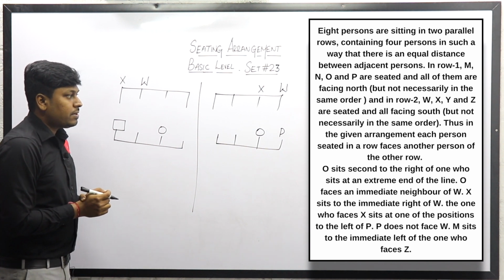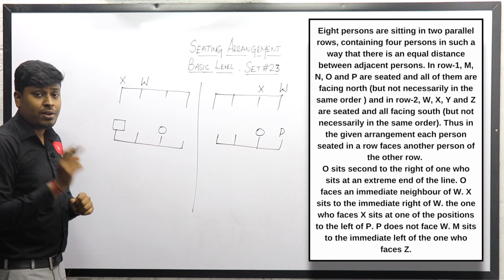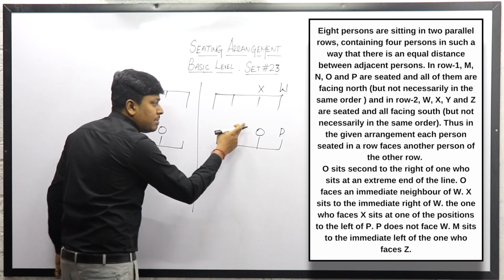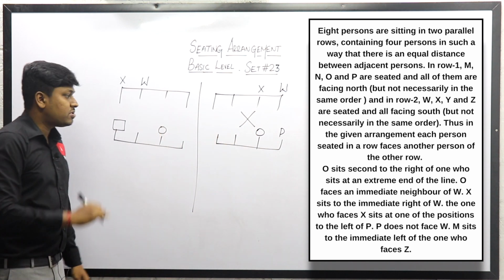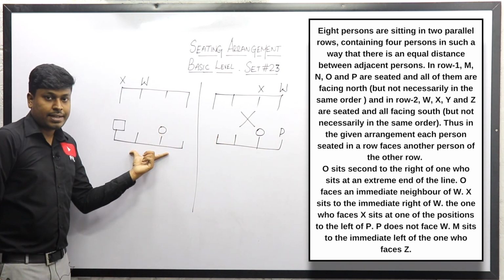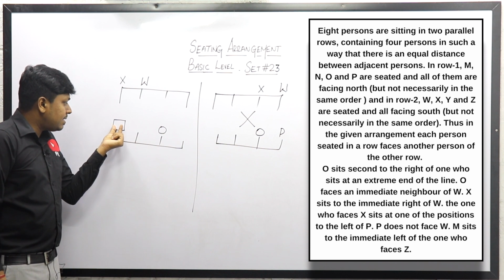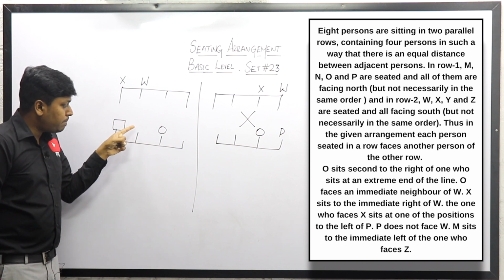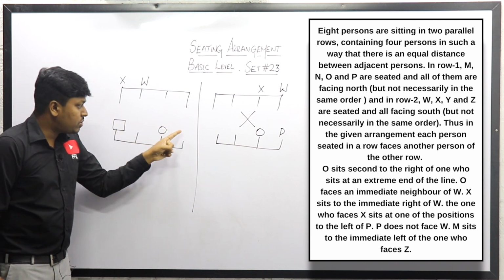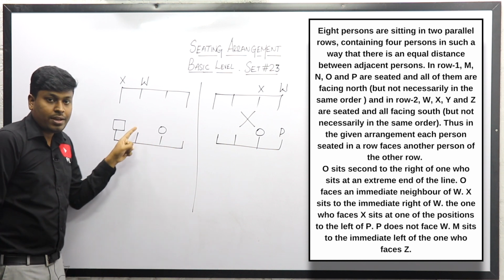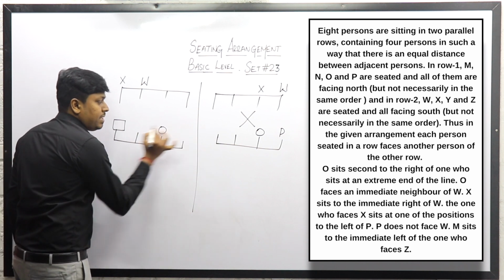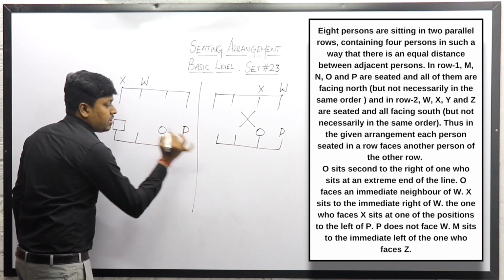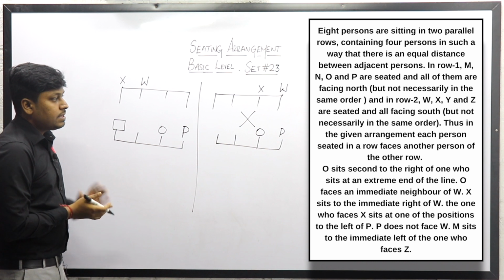P does not face W. But according to possible diagram 2, P is facing W, so definitely this possible diagram is wrong. When we move on to the other possible diagram, we know that this person is to the left of P. So either P should be placed here or P should be placed here. Now according to the point where P is not facing W, I can't fix P here. So there is only one chance, I should fix P here. Understood?